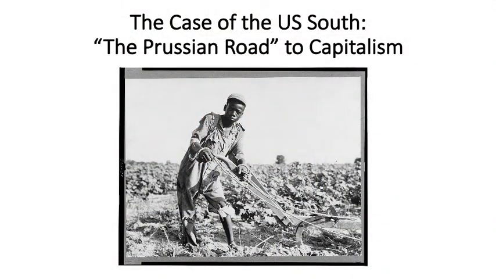Okay, so now that we've had a bit of an introduction, the first example we're going to look at is the US South, specifically the Prussian road to capitalism, or what the article by Jonathan Weiner called the Prussian road to capitalism. So I think the way I'll do this, I'll just give you a bit of an intro.